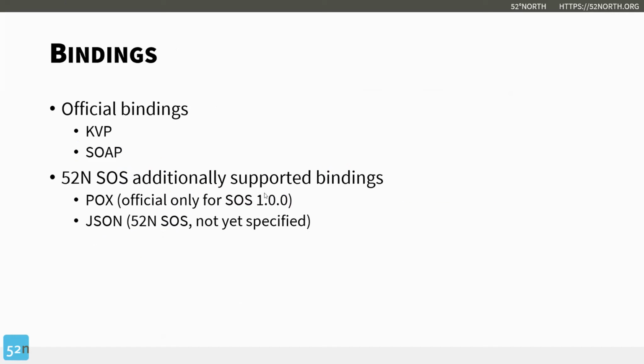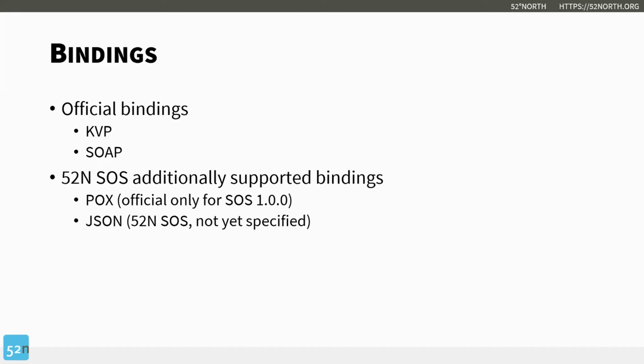Regarding the bindings, the SOS can use a conventional SOAP binding, so really this full-blown SOAP style of communication. It can use key value pair encoding, which means that you just transmit the request parameters in the URL which you are calling, which is basically what I have shown you in the examples before.